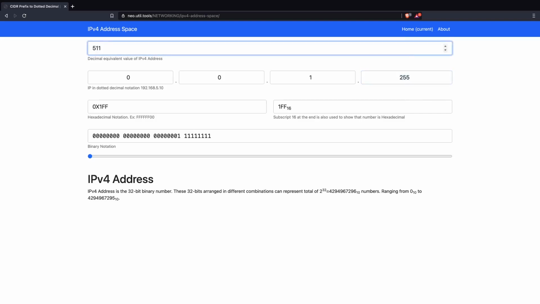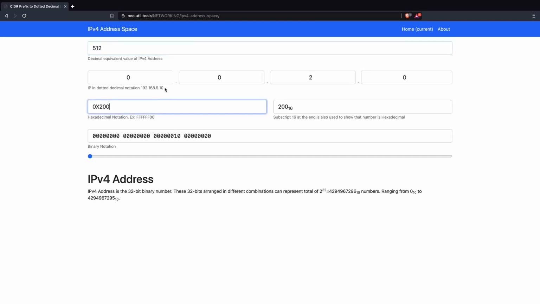If I hit, see, 256 plus 256, how much? 512. See, 511 is 1.255. If I go to 512, what is the next IP after 1.255? 2.0. Right?